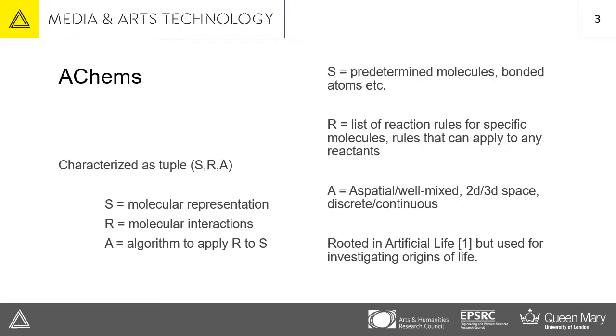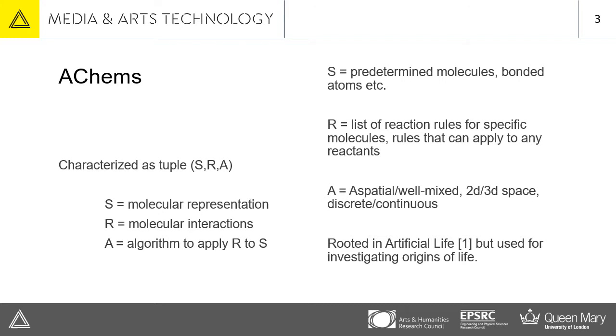Artificial chemistries can be thought of as consisting of three parts. 1. The molecules, 2. The reactions, and 3. The algorithm that applies the reactions to the molecules. Molecules can be predetermined, or they can emerge from atoms that are bonded together. Reactions can be lists of reaction rules which are specific to particular molecules, or they can be rules which can apply to any reactants.